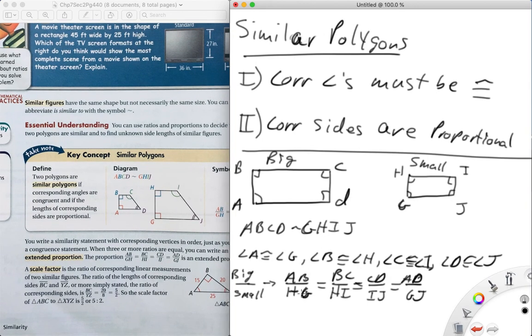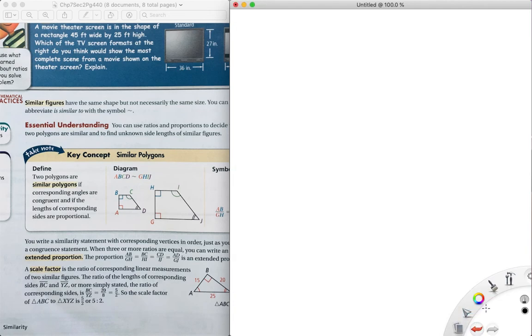And again, this is called an extended proportion. We said a proportion is two fractions that are equal. In this case, we can have more than two. So two or more proportions that are equal is called an extended proportion. When we do find out what that proportion is, we call that the scale factor of the proportion.